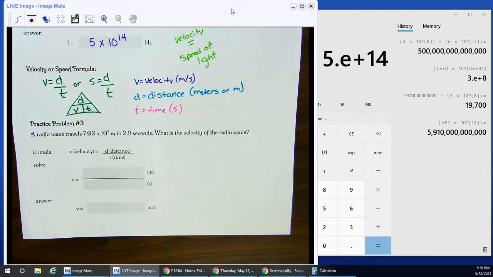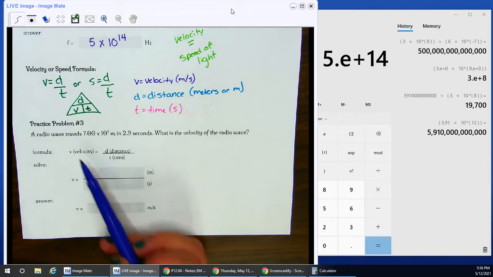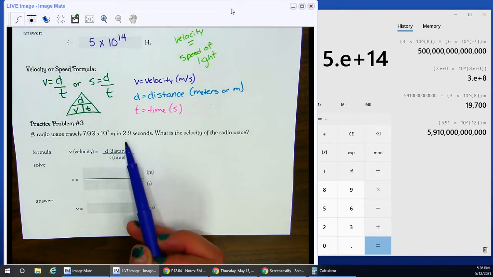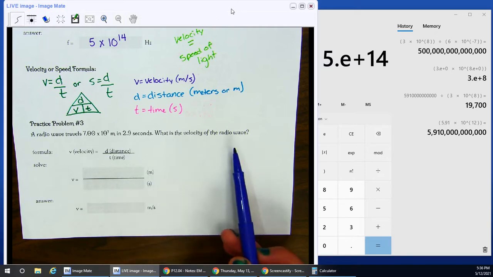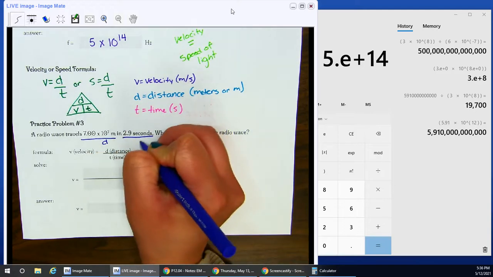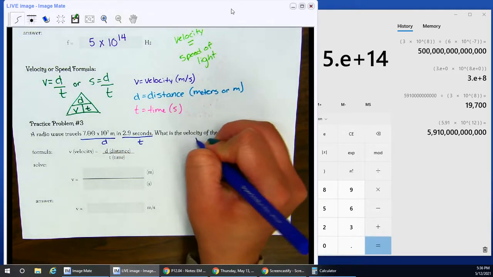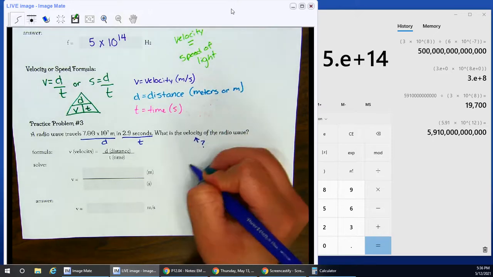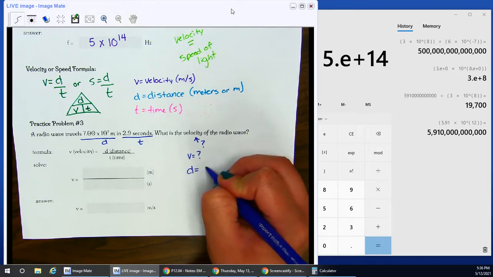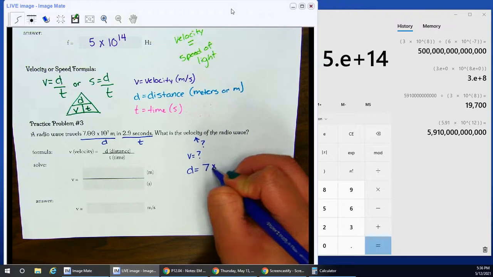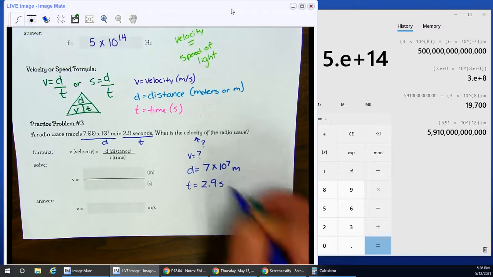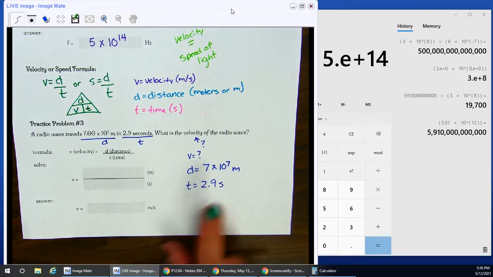So with this problem, we have a radio wave that travels 7.00 times 10 to the 7th power meters in 2.9 seconds. What is the velocity of the radio wave? So we have our distance that it's traveling. We have the time it travels in. We're looking for velocity. So distance is 7 times 10 to the 7th. You can write 7.00, but I'm not going to. And time is 2.9 seconds. Again, what you're looking for is velocity.